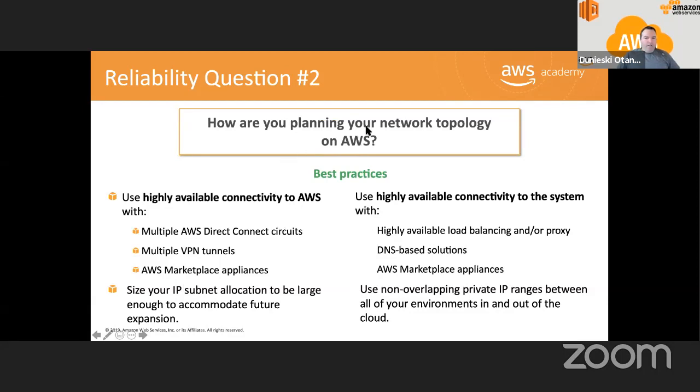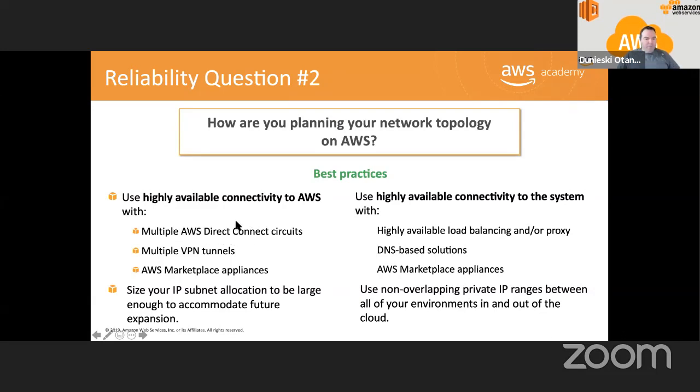How are you planning your network topology on AWS? Use highly available connectivity to AWS with multiple AWS Direct Connect circuits. Remember that AWS Direct Connect is a private service. It's expensive. It doesn't use the internet, but it's also highly available. So you can have several circuits, not only one. So if one goes down, you need to have another one.